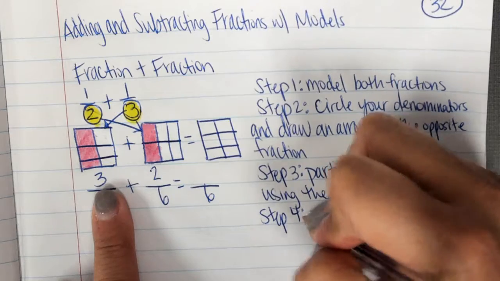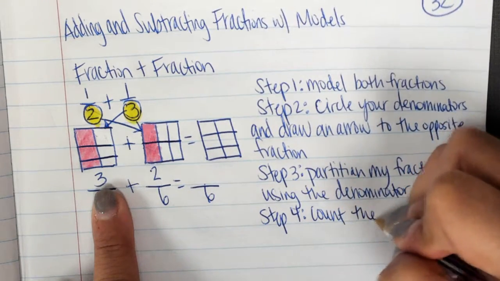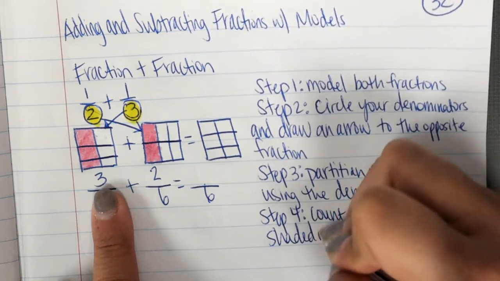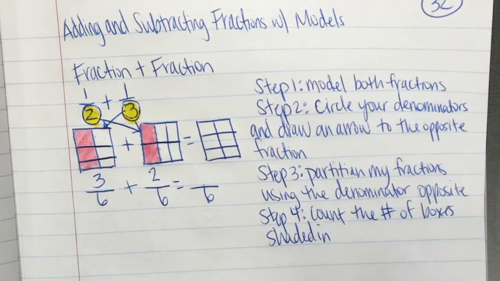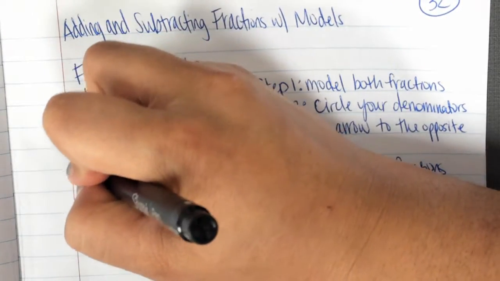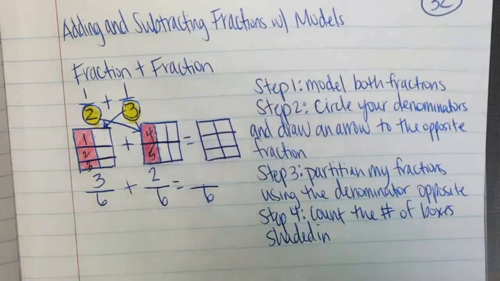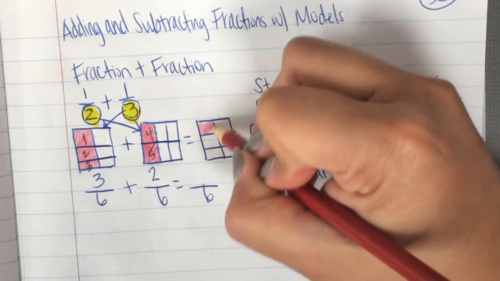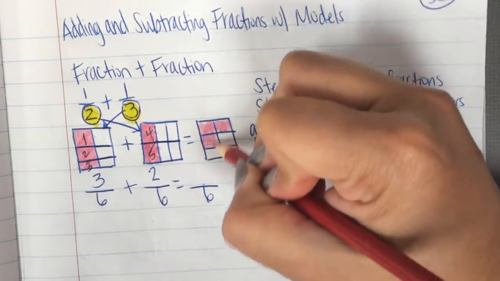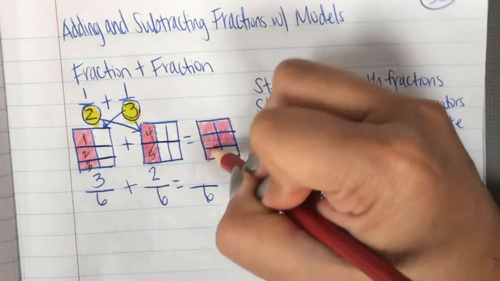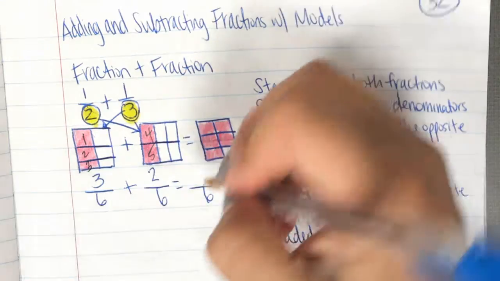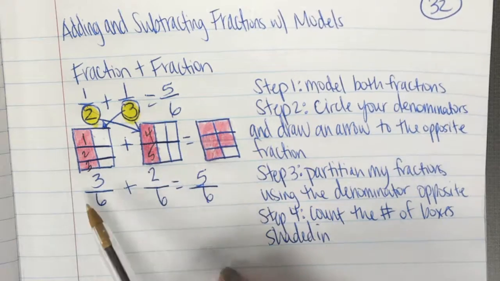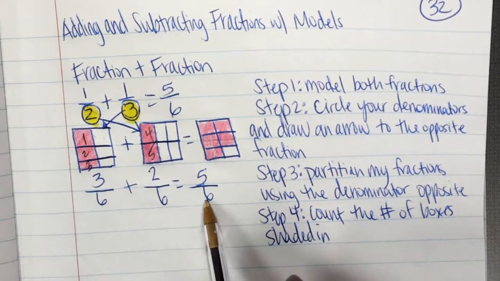For step 4, count the number of boxes shaded in. So what I have here, 1, 2, 3, 4, and 5. So I'm going to come back over here and color 1, 2, 3, 4, and 5. So my answer is going to be 5/6. I know this because 3 plus 2 is 5, and your denominator stays the same.